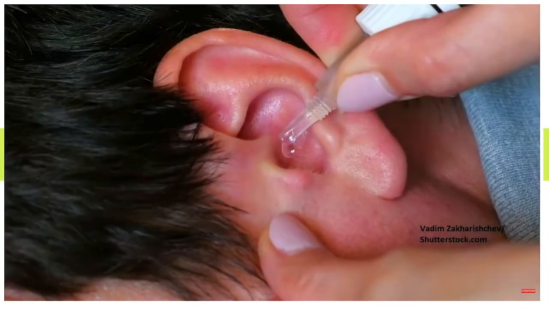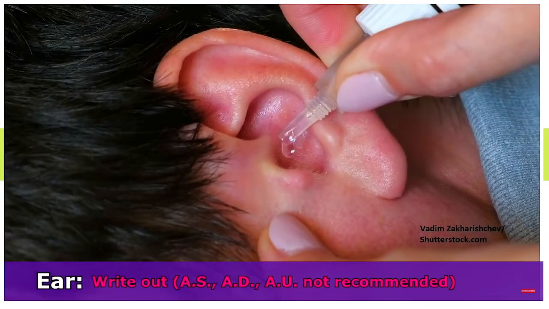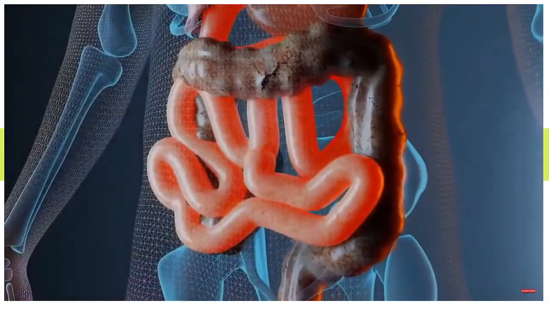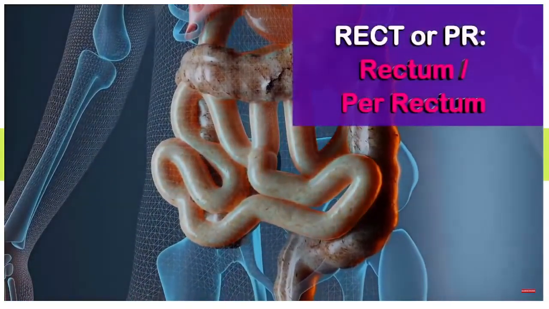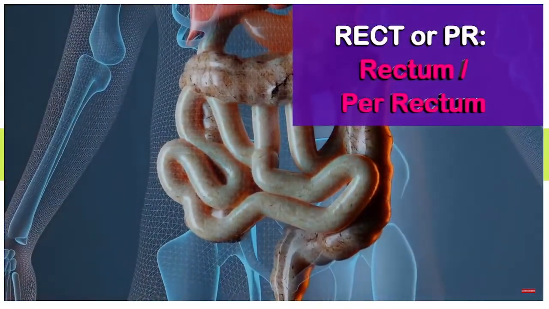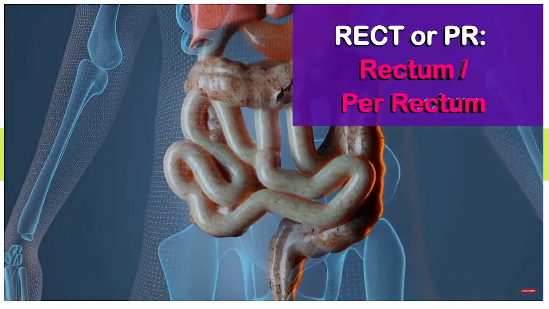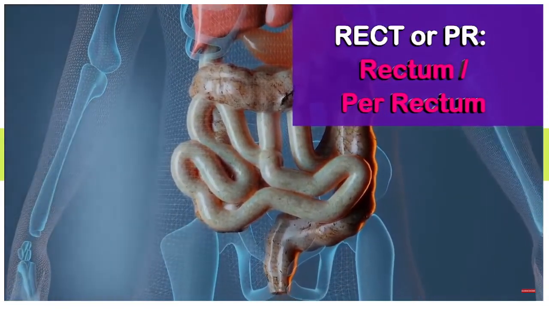In addition, the ear can be used as a route of medication administration as well. And just like with the eye, it's best to write this route out and designate, is it the right ear, the left ear, or both ears? Before AS, AD, and AU were abbreviations used for this route, but that is no longer recommended. Medications can also be given through the rectum, and you can see this abbreviated RECT or PR. PR stands for per rectum.